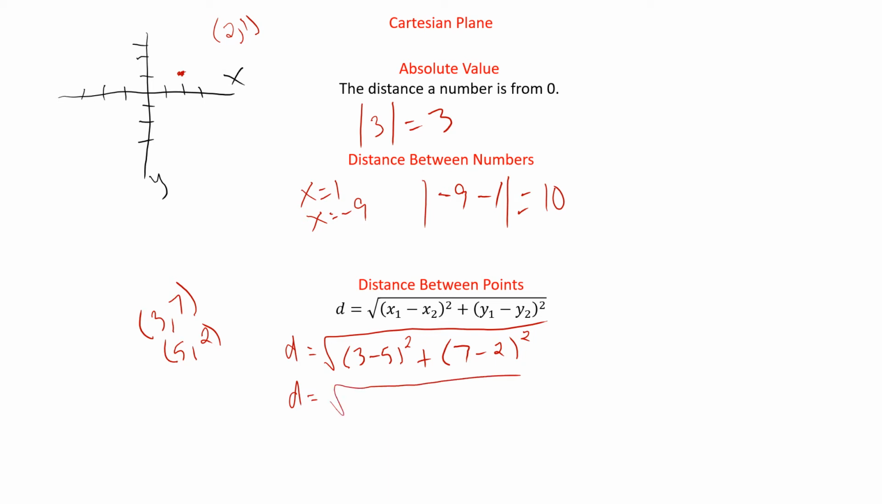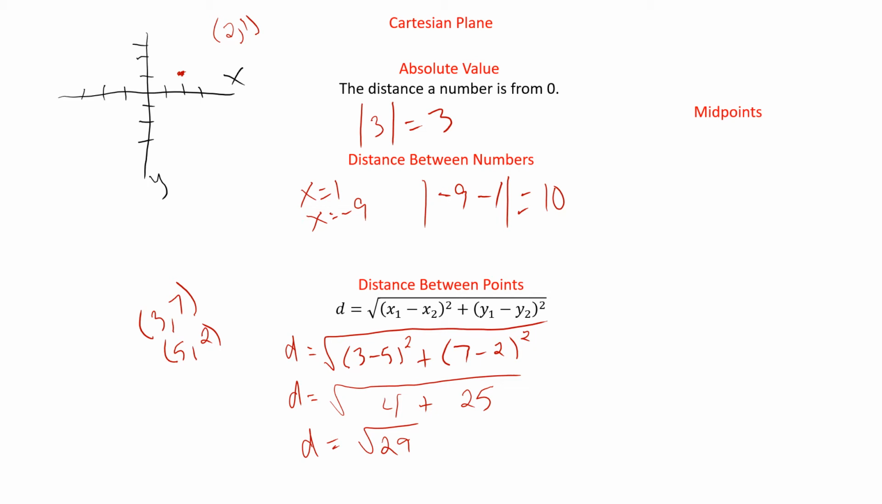So our distance, we're going to have square root. 3 minus 5 is negative 2. Squared is 4. Plus 7 minus 2 is 5. Squared is 25. So our distance equals the square root of 29. And that's what it is. You could simplify it. Square root of 29 is not going to reduce. I wouldn't make it a decimal unless it asks for an approximation. But that's the distance formula. It's, again, something you've been working with for a few years now, but something that can sometimes be forgotten.